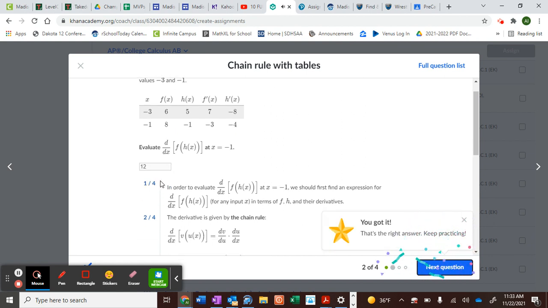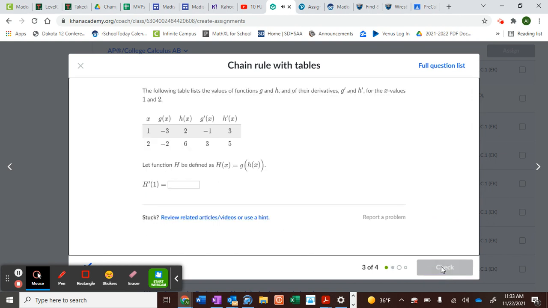Can we do one more? Let's do another one. Okay, so capital H of g of h of x. So at 1, you go over to h of x of 2. You go 2. It's 9. It's got to be 9. Is it 9 or is it negative 5? It's 9.